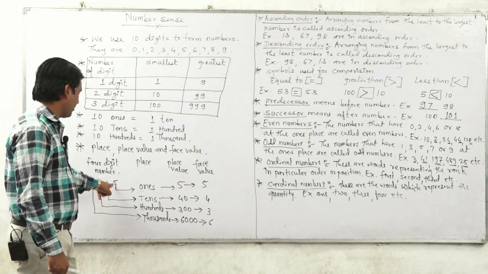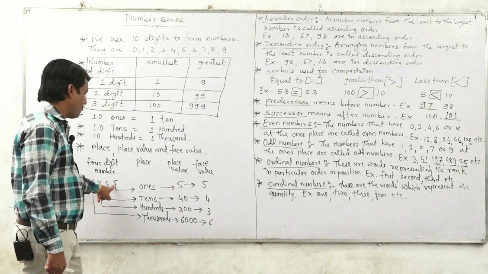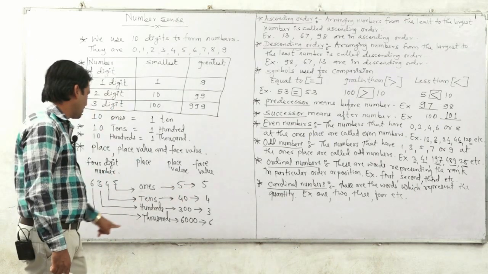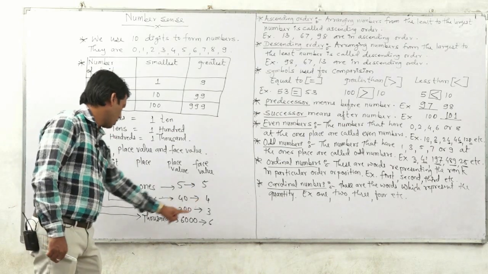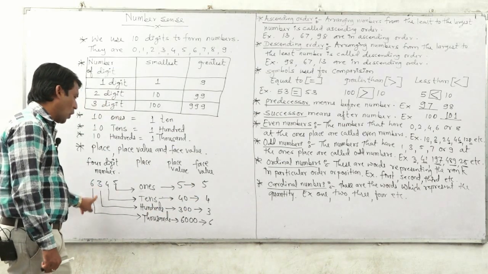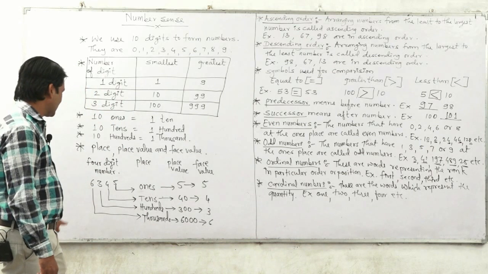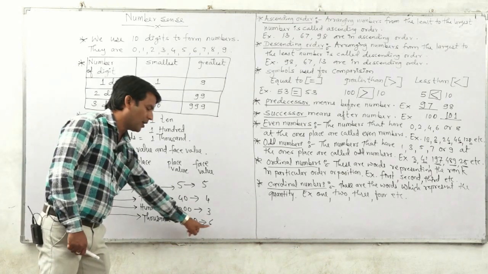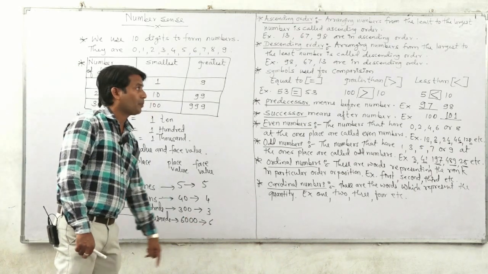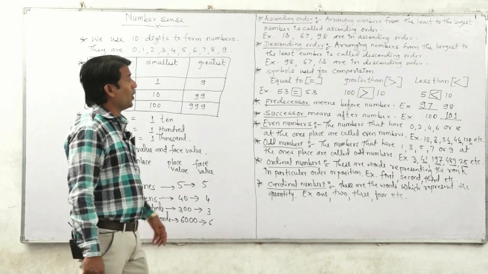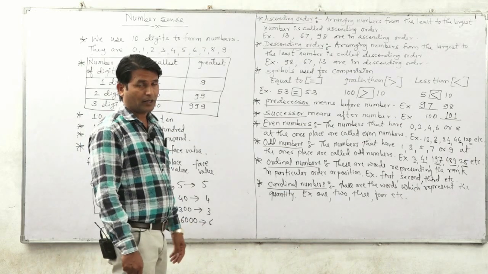Let us see. Face value of 5 is 5. Face value of 4 is 4. Face value of 3 is 3. And face value of 6 is nothing but 6. After that, what is meant by ascending order?